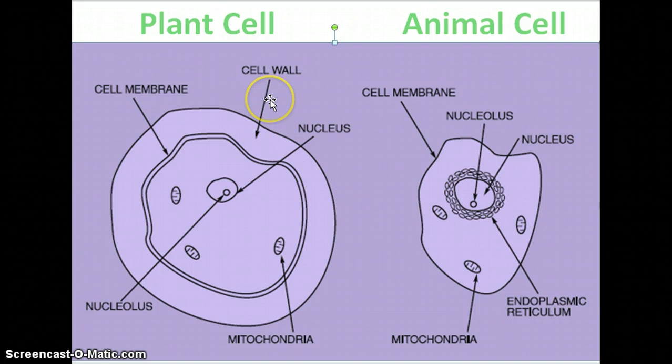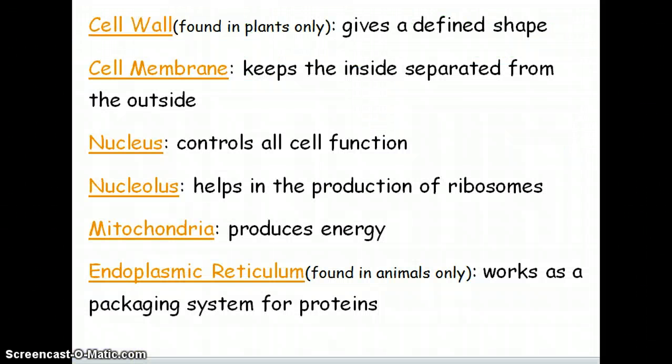The cell wall is found only in plant cells, whereas the endoplasmic reticulum is found only in animals. They all have cell membranes, nucleuses, nucleolus, mitochondria. So don't forget for tomorrow that the cell wall gives the defined shape and is only in plants. The cell membrane keeps the inside separated from the outside.